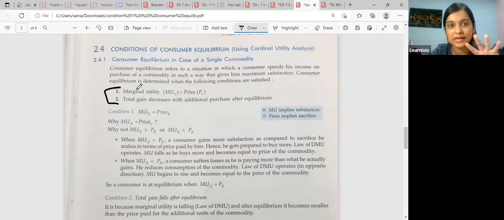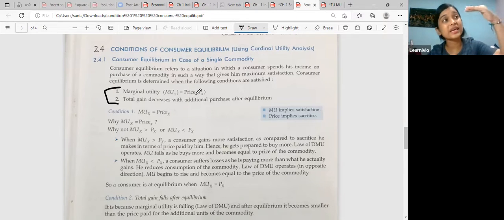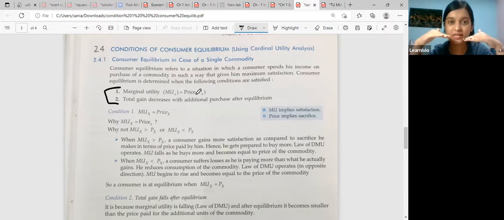But MU is satisfaction and your price is your sacrifice. So your sacrifice should be equal to your satisfaction, right? Sometimes it happens that we bought something very expensive, but after coming home, we feel like the fabric is not good, the design is not good. It was a waste of money. In that situation, you didn't get the consumer equilibrium because your satisfaction and the sacrifice were not equal.